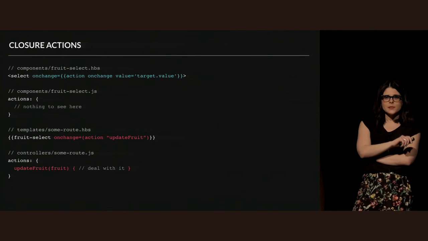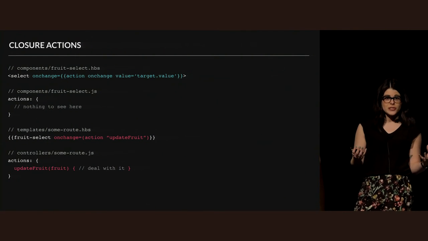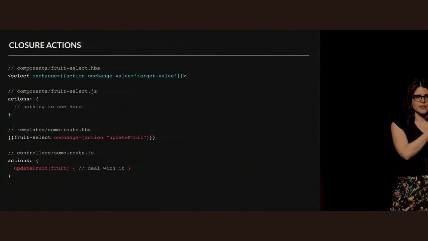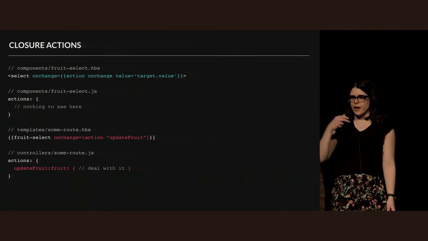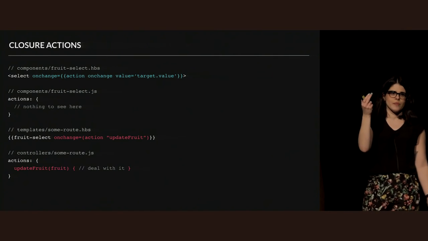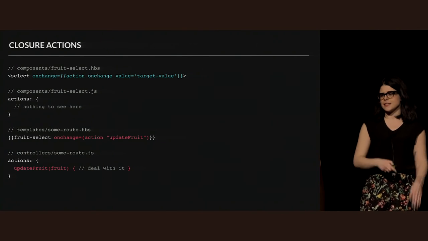So I love this because not only is it way more explicit in your template what's happening here, you know that this is going to do an action, run a function. You also do not have to bubble this on your own. It's just going to look for anything in that outer scope called update fruit, and it's going to be able to take the values that you've sent out from your deeply nested component.